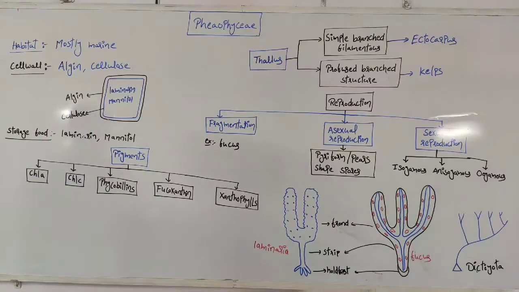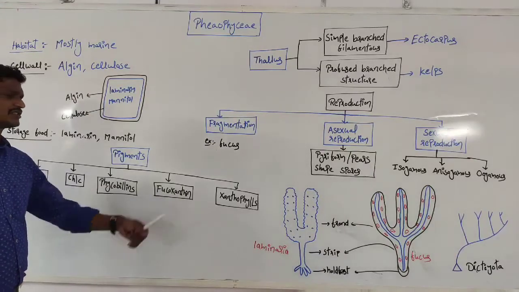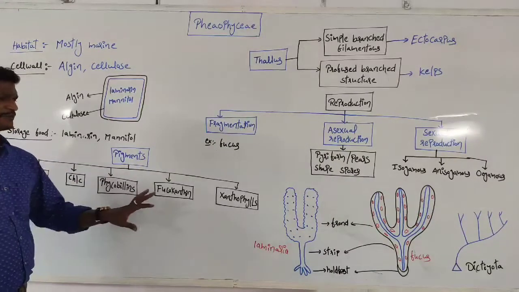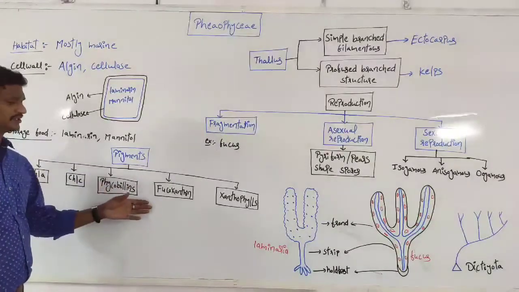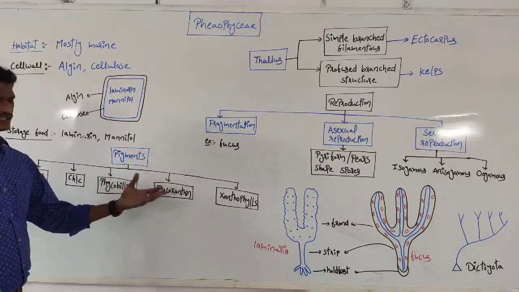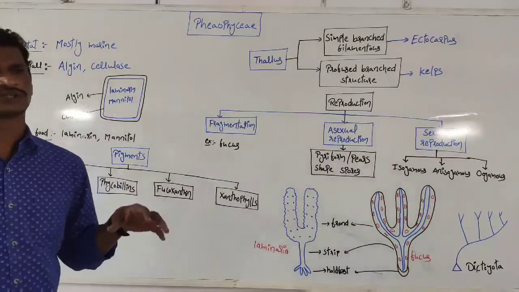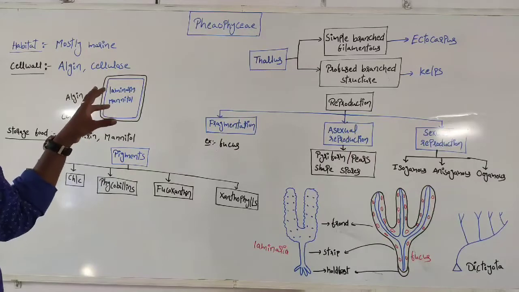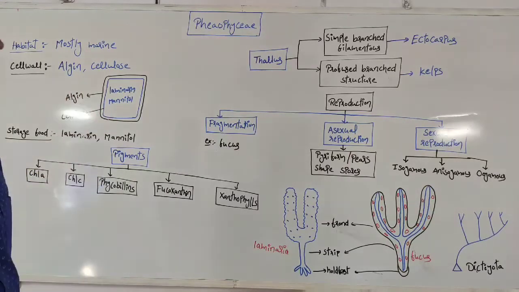And coming to the next one, the pigments: there are chlorophyll a and chlorophyll c, and phycobilins, and fucoxanthin and xanthophylls. See, fucoxanthin is one type of xanthophyll, remember, but this is very special for the Phaeophyceae, that's why I mention it here separately. Fucoxanthin is the most dominant xanthophyll. That's the reason why the Phaeophyceae exhibit a brown color, right?